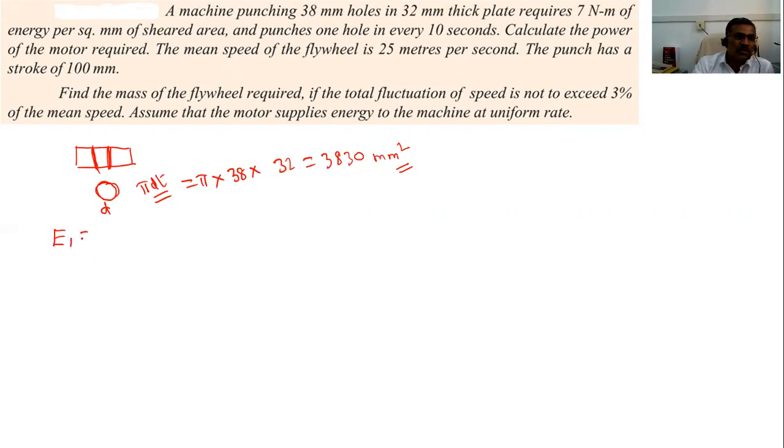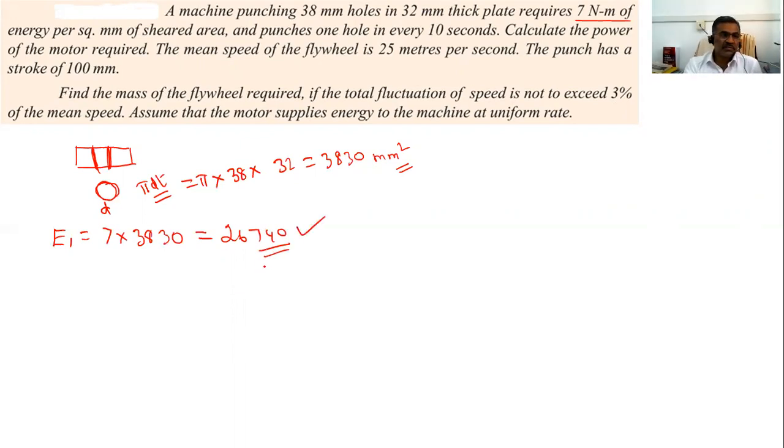Let us take E1, the total energy required for punching a hole. Let us calculate. Already we know it is 7 Newton meter of energy per square millimeter of shear area. So that is 7 multiplied by the area. You put the area, and this will give E1. What is the value of E1? 26740, right? This will be E1.